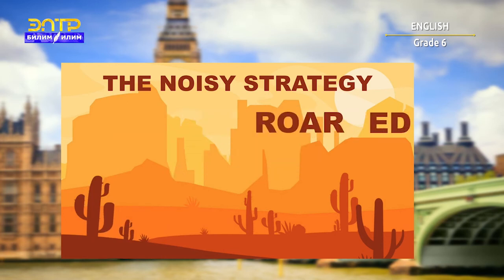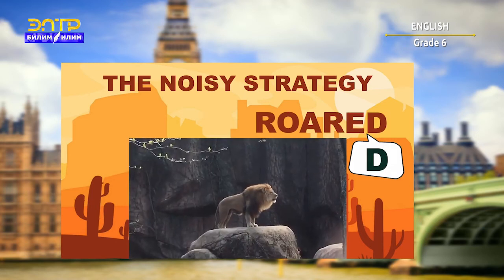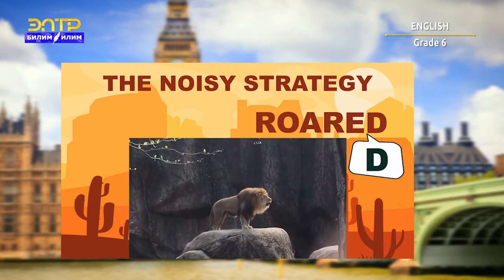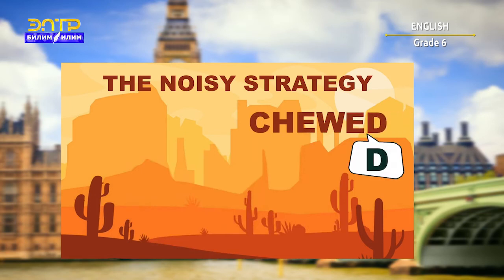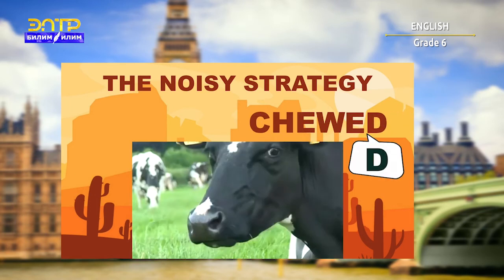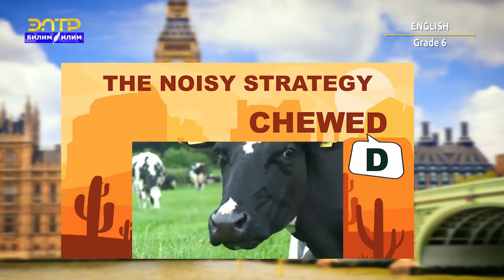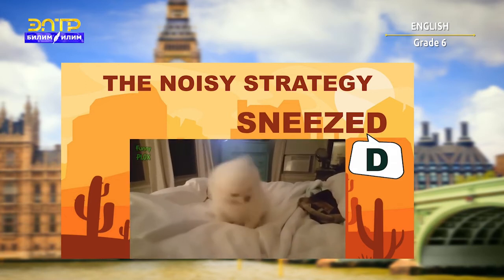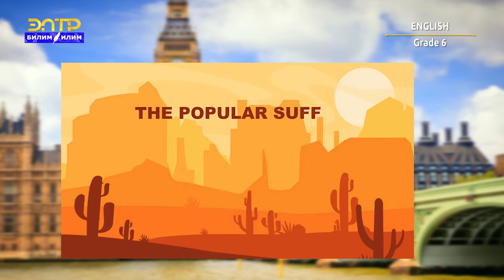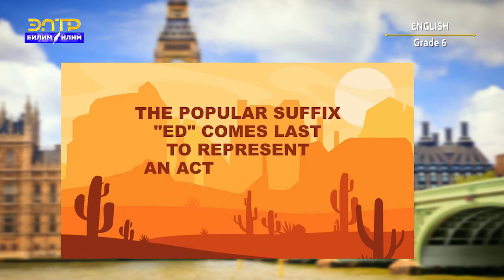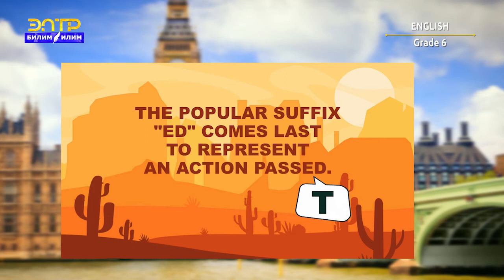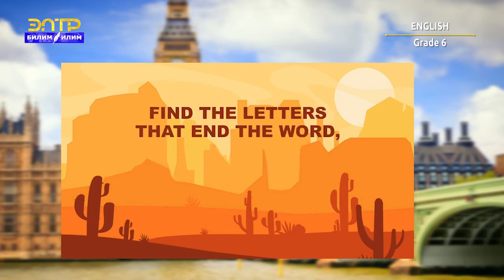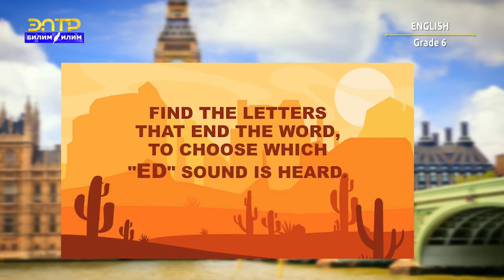Roar, roared. Ed makes the d sound. Chew, chewed. Ed makes the d sound. Sneeze, sneezed. Ed makes the d sound. The popular suffix ed comes last to represent an action past. Find the letters that end the word to choose which ed sound is heard.